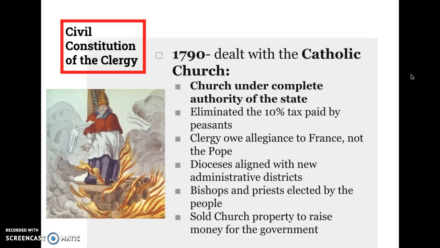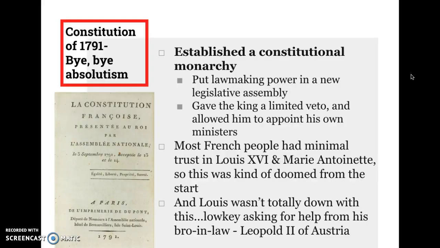Civil Constitution of the Clergy: the National Assembly decided, you know what, we are going to reduce the power of the Catholic Church. And this civil constitution basically brought the church under complete authority of the state. It basically swore that all French clergy had to owe allegiance to France, not the Pope. Bishops and priests were even elected by the people, and it would sell off church property as a way to make money for the massive debt of the government.